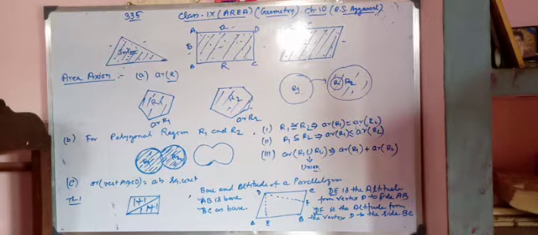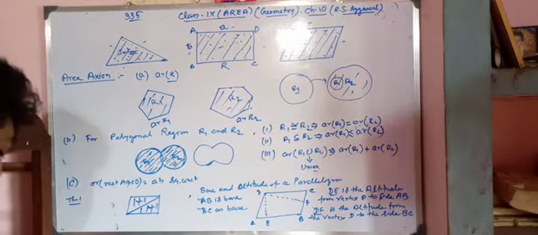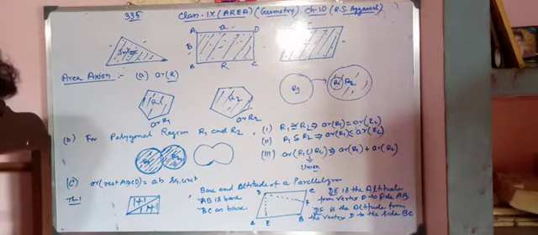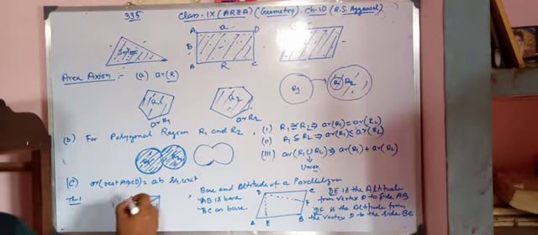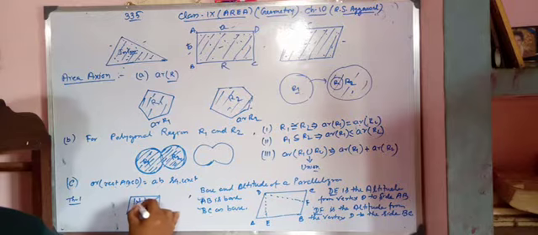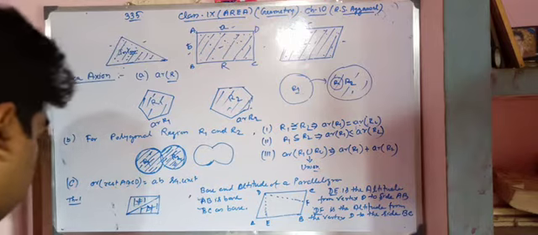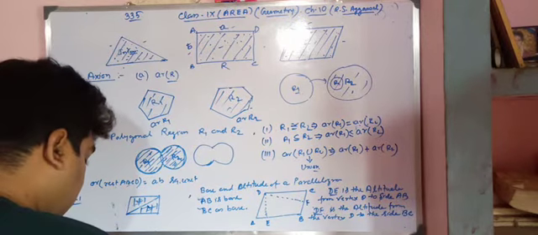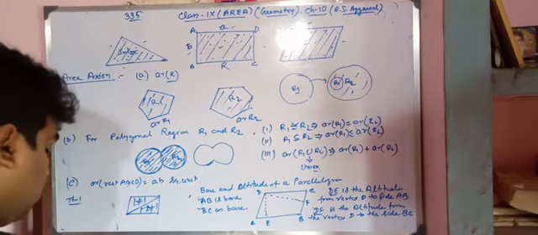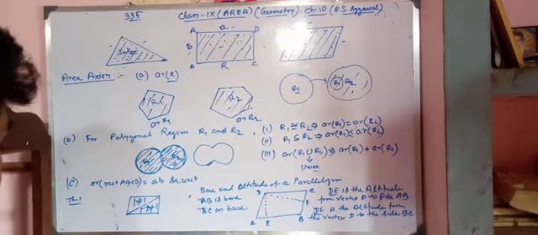Next, move to theorems. Various theorems are given. The first theorem: a diagonal of a parallelogram divides it into two triangles of equal area. That is, if I have a parallelogram like this, this diagonal divides it into two triangles of equal area. The definition of base and altitude is given in your book, so you should study it from your book. I hope you will understand.